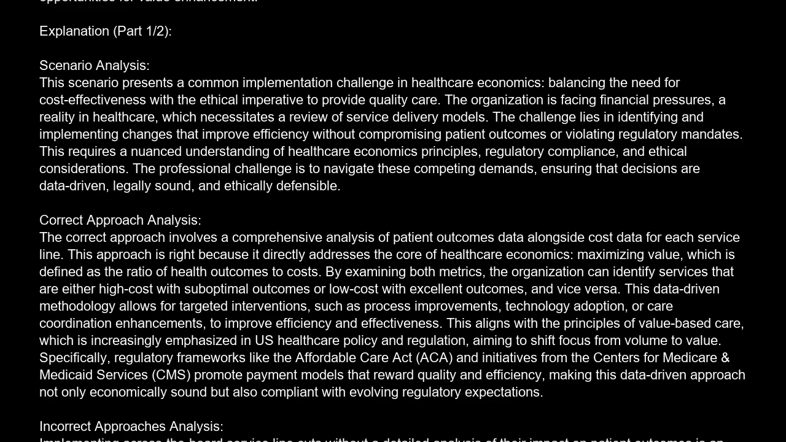The correct answer is D. Conduct a thorough analysis of patient outcomes data in conjunction with cost data for each service line to identify opportunities for value enhancement. Explanation. Scenario analysis.